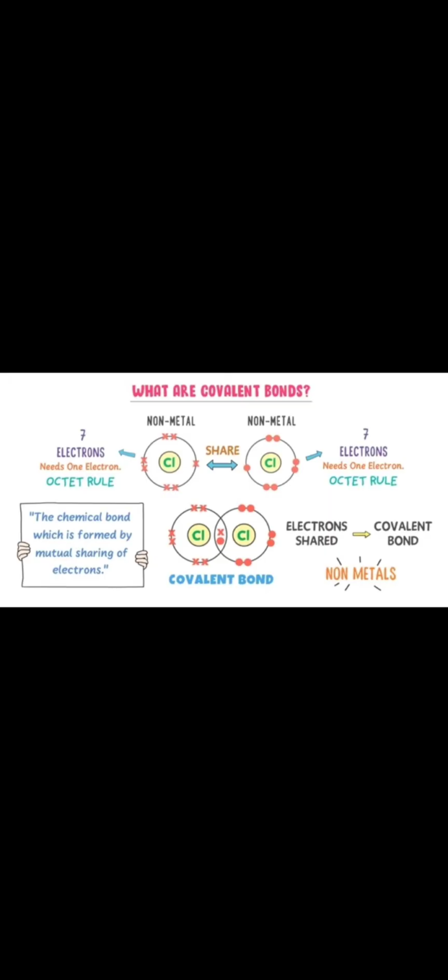So we define a covalent bond: the chemical bond which is formed by mutual sharing of electrons is called a covalent bond. Remember that when atoms mutually share electrons between them, they form a covalent bond. Also note that a covalent bond is formed between non-metal atoms.